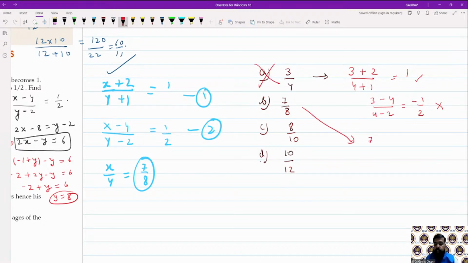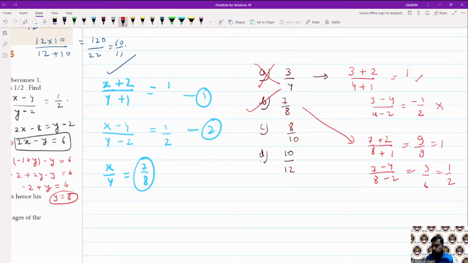It says 7 by 8. So plus 2 in the numerator, plus 1 in the denominator. So what are we getting? 9 by 9, that is 1. For the second condition also, 7 upon 8, minus 4 and then minus 2. So 7 minus 4 is 3 and 8 minus 2 is 6. So we are getting 1 by 2. So both the conditions are getting satisfied. Therefore, option B will be correct. So in this way, you can try using options also.